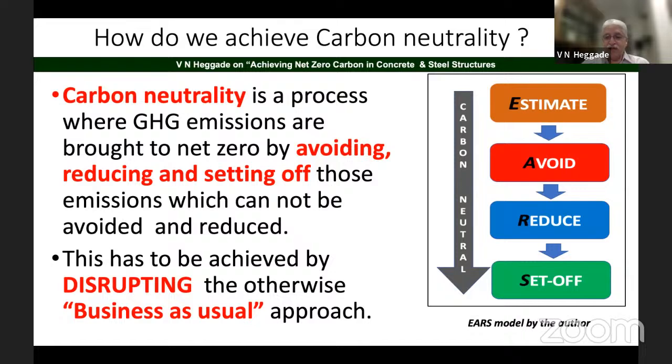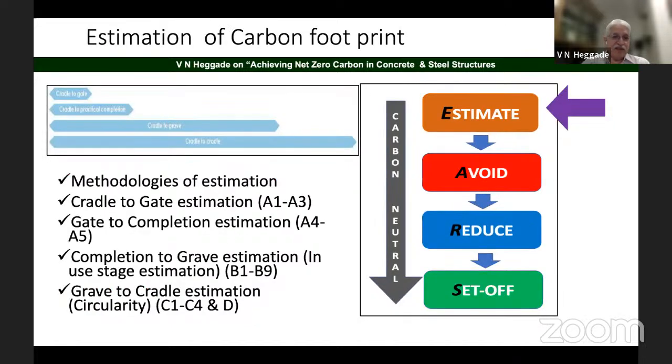And this is the model which we are going to study today. And this model has, as I told you, 4 stages: one is the estimate, then the avoid, then the reduce, as well as the setting off. And the estimate stage, as you can see here on this slide, has to be done during the different stages in the whole life carbon, and the methodologies of the estimation have to be there.